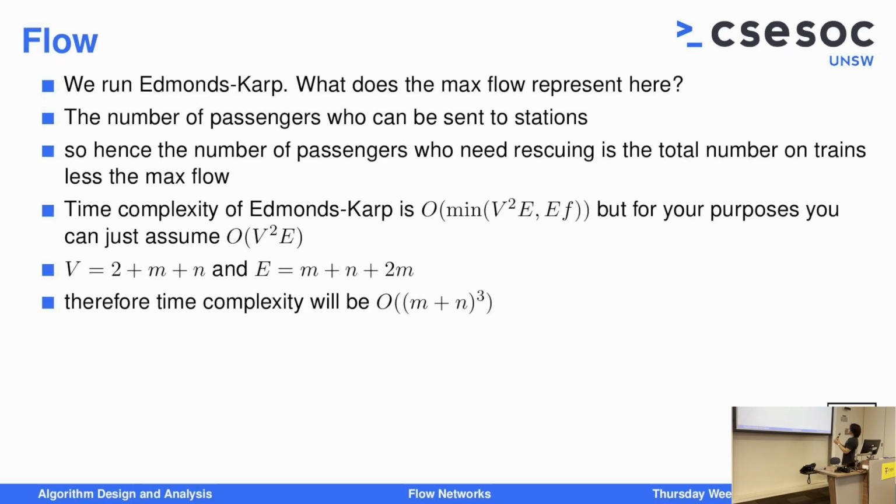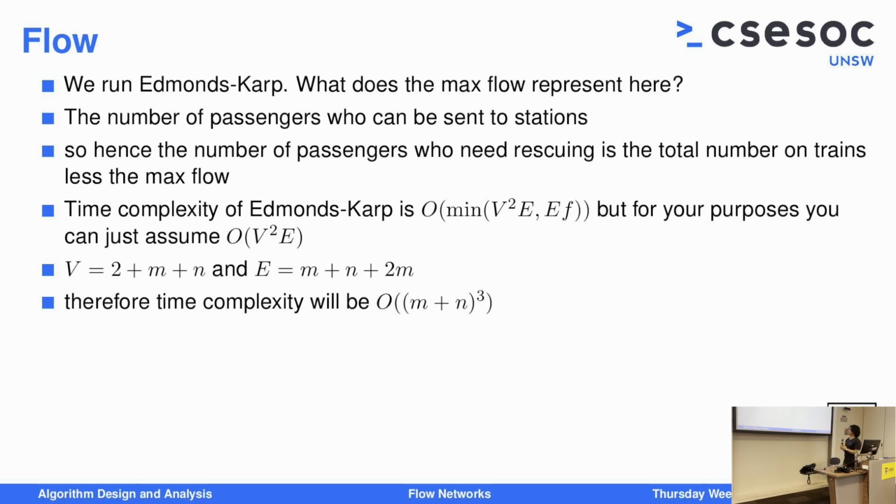So hence, the number of passengers who need rescuing is the total number of passengers less the max flow, I guess. Yeah? Because this is all the people that are still left on the train. The total number of people minus the number of people who made it to stations is the number of people we need to rescue.